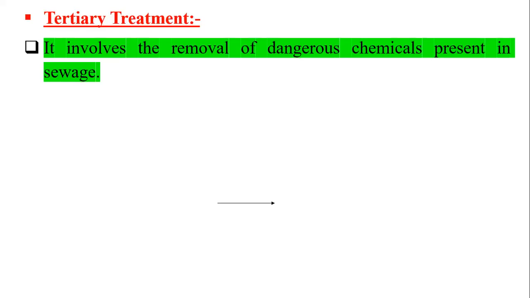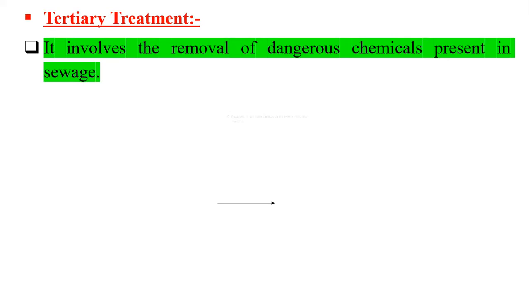The tertiary treatment is the final stage of water treatment. It involves the removal of dangerous chemicals which are present in sewage. We are unable to remove these chemicals in the primary and secondary stages. So the dissolved chemicals we can remove in the third stage, that is called tertiary treatment. In the tertiary treatment, we remove various types of chemicals or heavy metals.